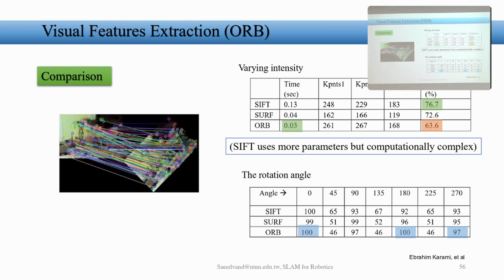But if you want to conclude, of course, ORB is more robust if the frames are rotating too much. On the other hand, it is faster. Any question?